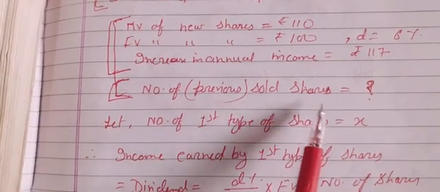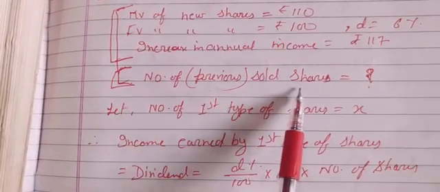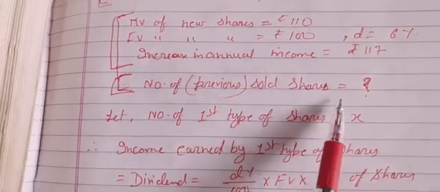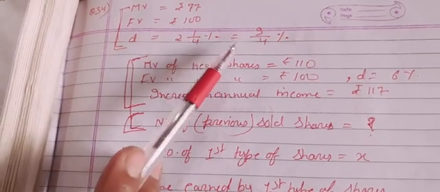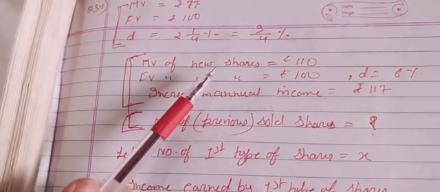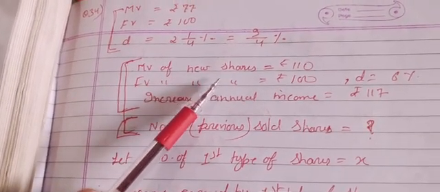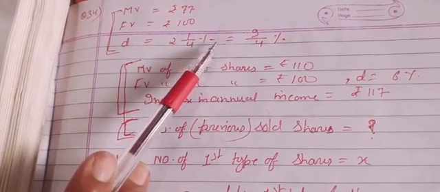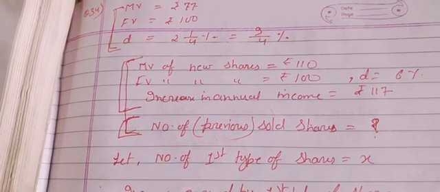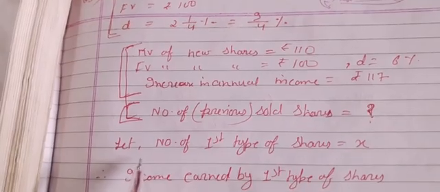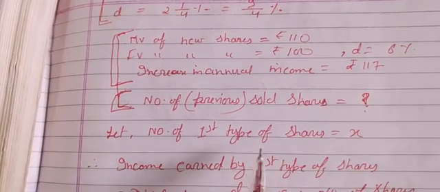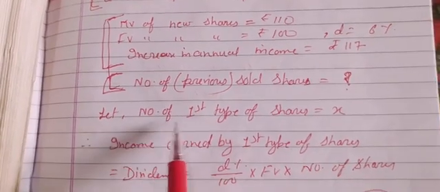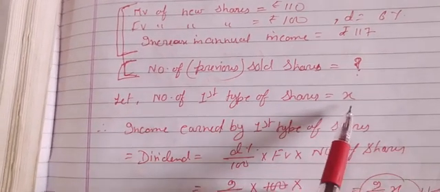Number of shares sold. The question is: what was the number of shares sold? That is the question mark. These were the shares which were sold, and the money received is used here for purchasing this type of shares. So we have to find the number of shares which were sold. From here the actual answer starts. Let the number of first type of shares actually sold be X. Number of sold shares is equal to X.